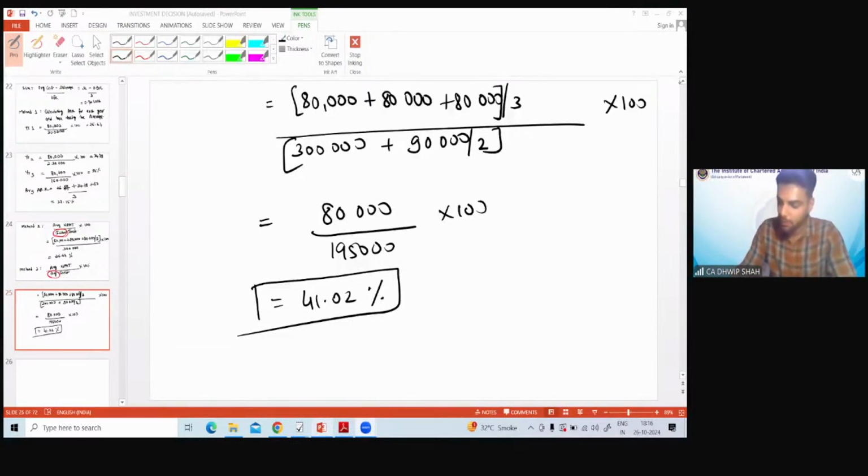Bhavna has a question, sir. In the third case, can average investment be calculated as the sum of all your investments divided by the number of years? No, no, no. We have to just simply take opening investment and closing investment, and divide by 2. It is as simple as that.